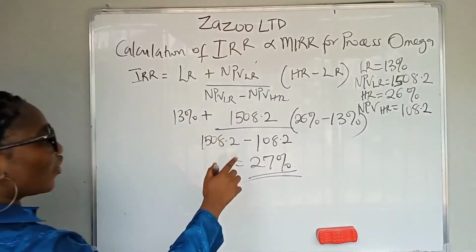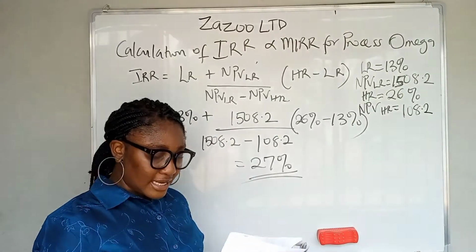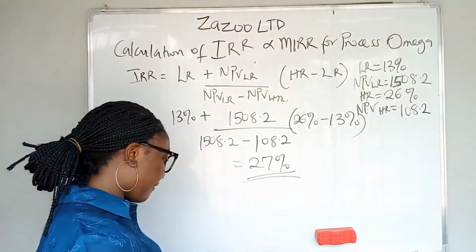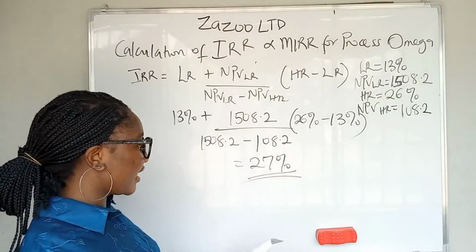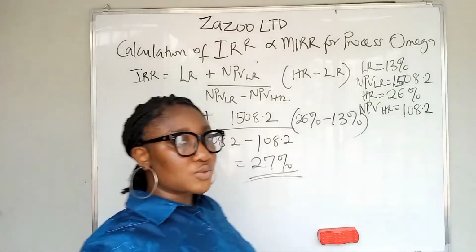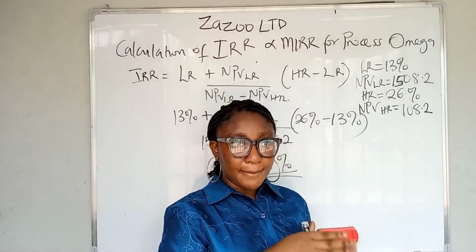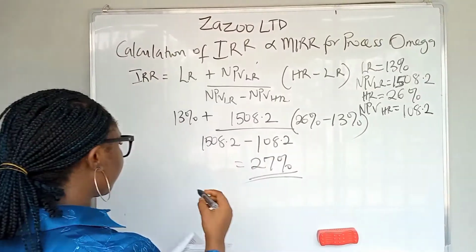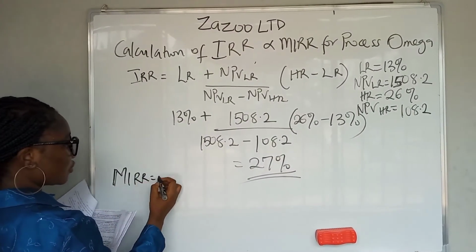Okay, so your IRR is 27%. Now this question further said, calculate the MIRR. They said calculate the MIRR for process omega. In our last class we've already done MIRR in one of the previous classes. I know that the formula for calculating your modified internal rate of return is what?